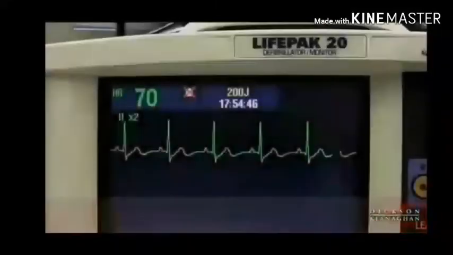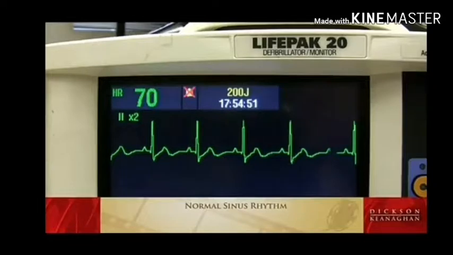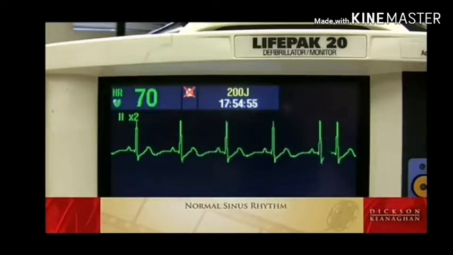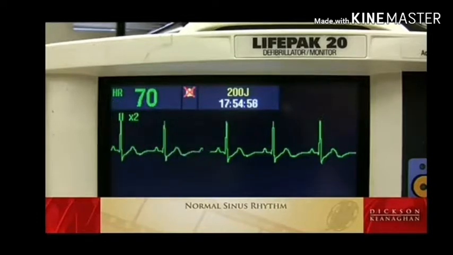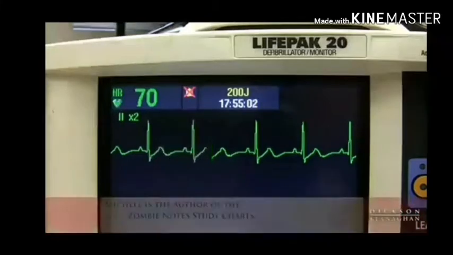Normal sinus rhythm. The heart rate is between 60 and 100. The PR interval measures normal. The QRS is usually narrow. The R to Rs and the P to Ps all measure regular. So normal sinus rhythm or regular sinus rhythm is this picture.